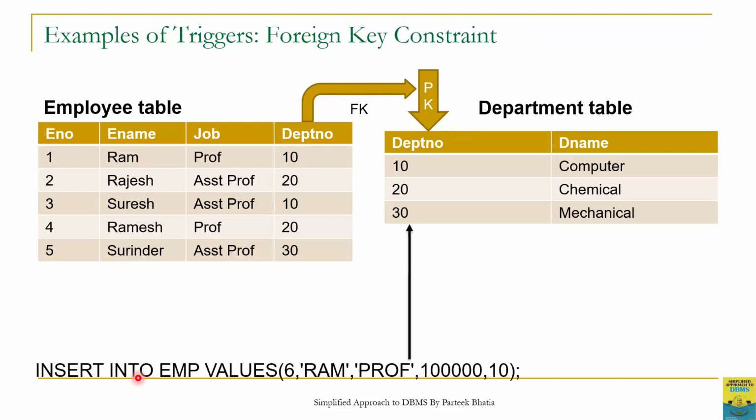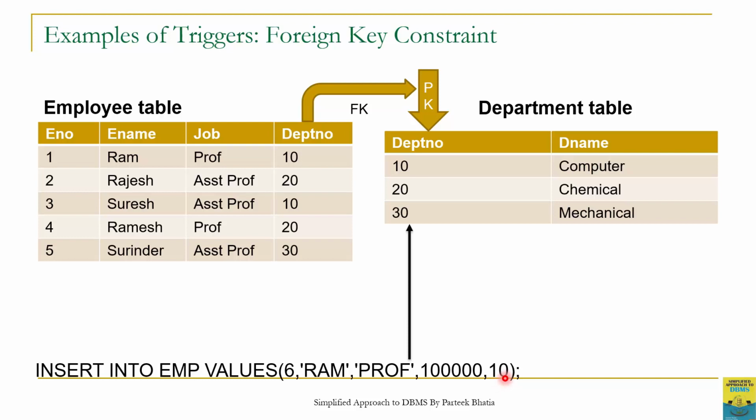For example, let us consider this insert statement: insert into emp values 6, Ram, Professor, 1 lakh, 10. So here 10 is the department number. In case of foreign key constraint over department number, we have to ensure the validity of this department number.